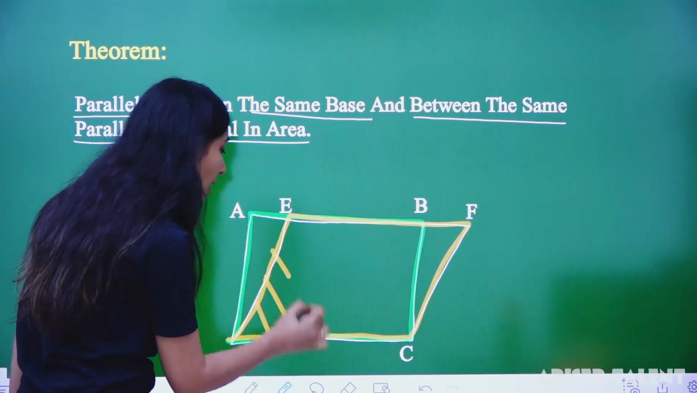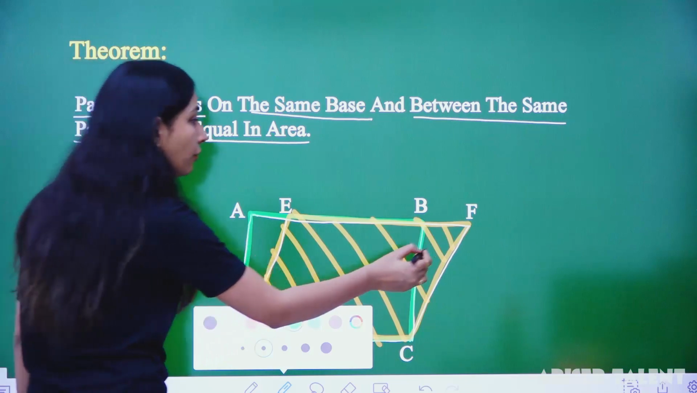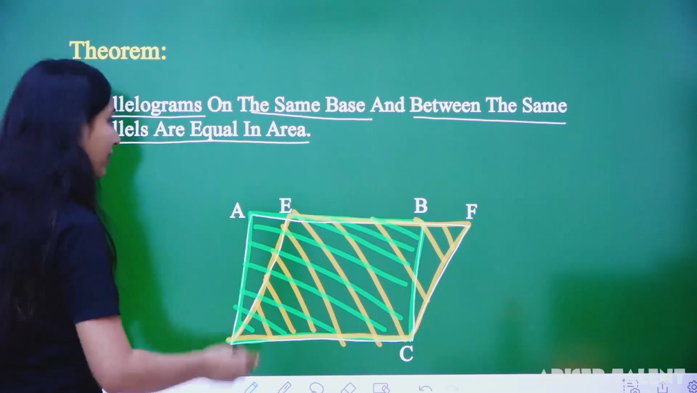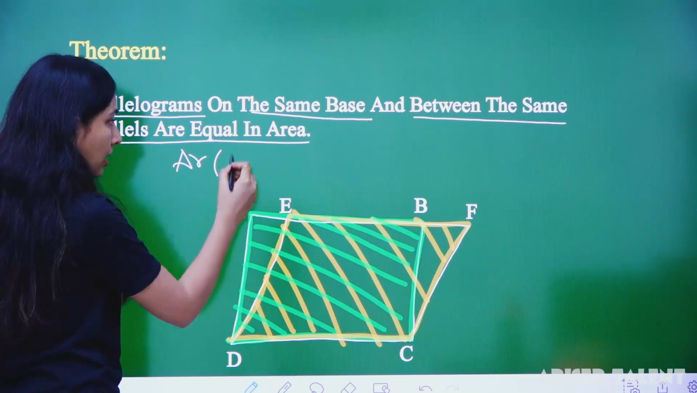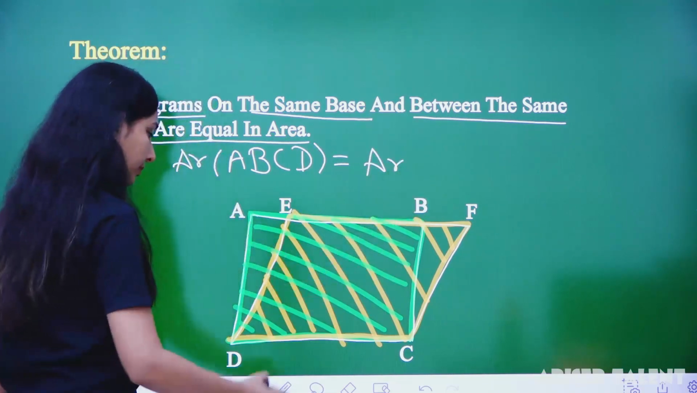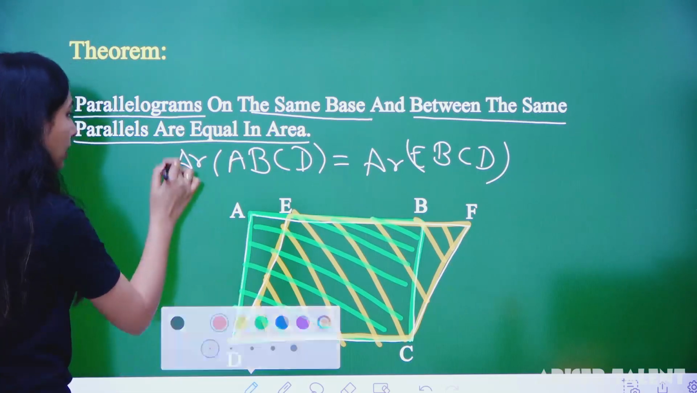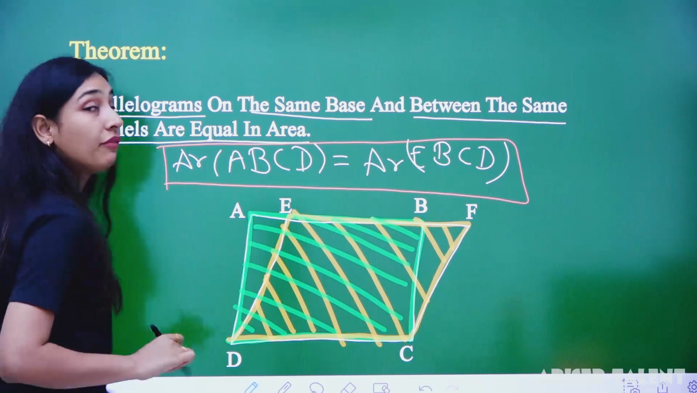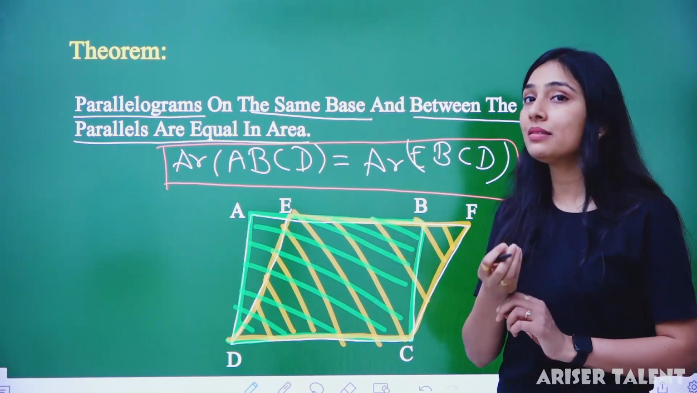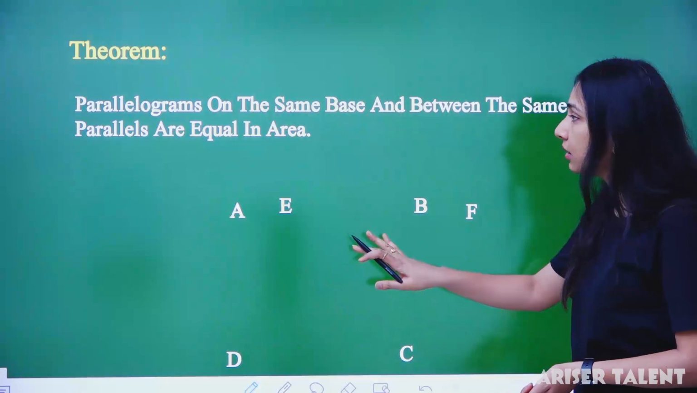In this condition, the area of this parallelogram will be equal to the area of this parallelogram. These areas will be equal, or we can say that area ABCD is equal to area EBCD. This is what we are going to prove. We will prove this particular theorem in our next lecture. But before that, because we have some basic area knowledge for the parallelogram and triangle, we are just going to see that now.